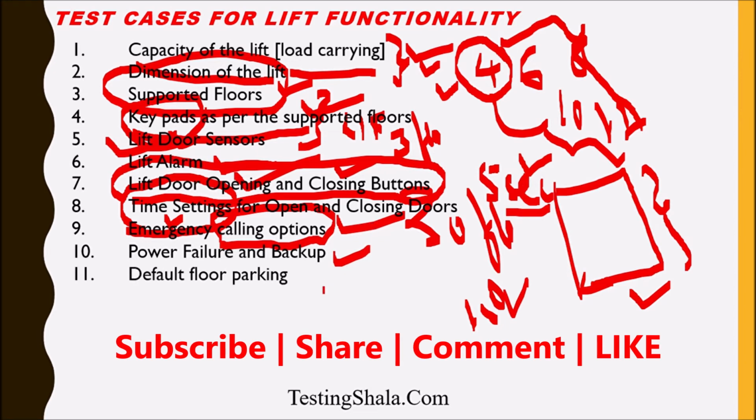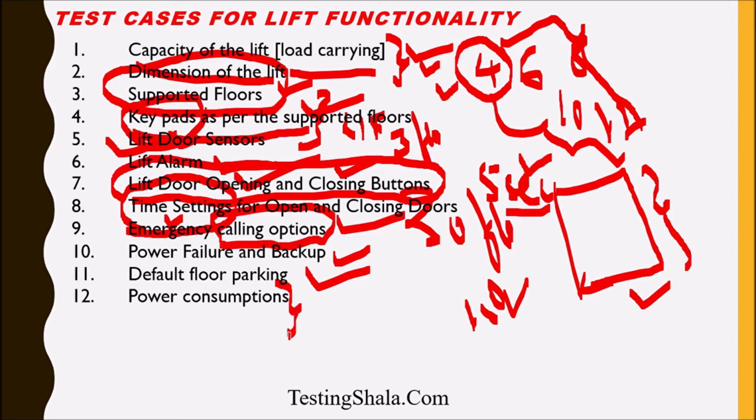Then the 11th test case is the default floor parking. Let's say when I switch off the lift, it should go to the standard floor where you want to park, whether it will go to the ground floor, basement, or the top floors. That needs to be programmed and tested as part of the requirement for that lift functionality. The 12th is the power consumption of the lift. You should ensure that all the parameters in terms of power consumption are as per the requirements or not, and that is also required to validate.